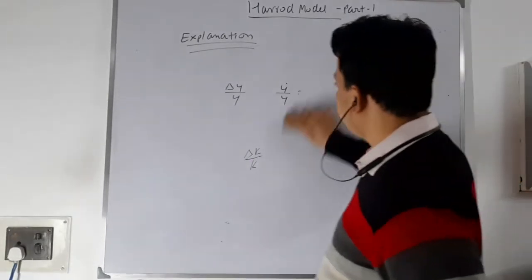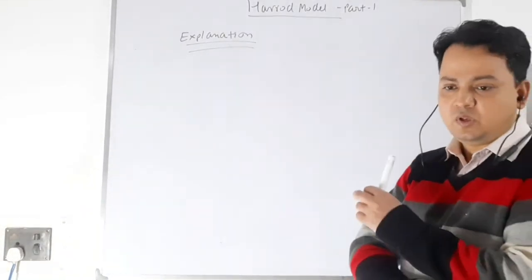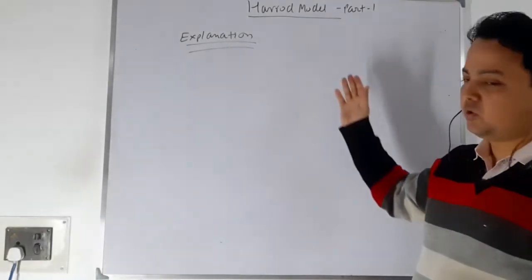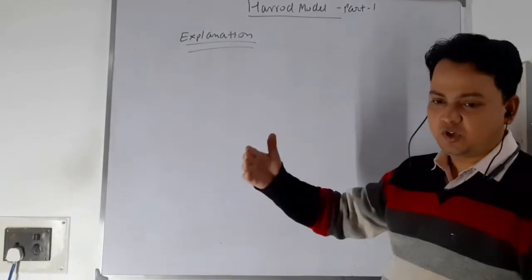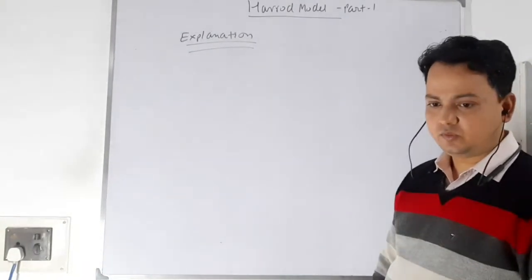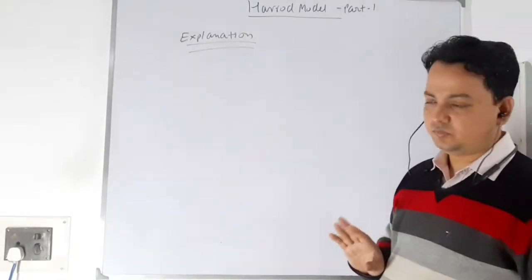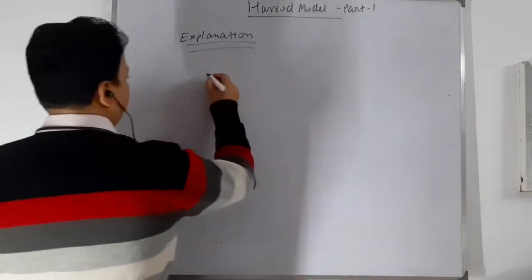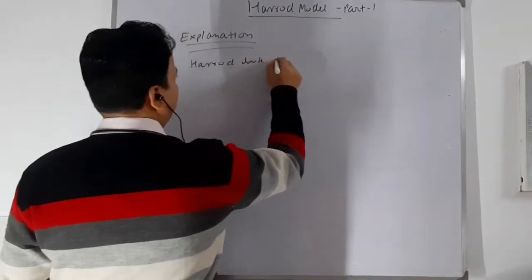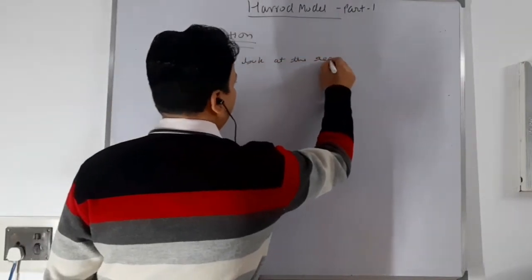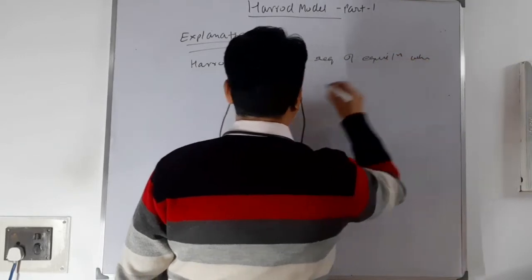So Harrod looks at the question, or you can say Harrod looks at the requirement in equilibrium when the economy is growing, because we are doing growth theory, and Harrod is also looking at what is the requirement of equilibrium when the economy is growing. So in order to look at this question, he has raised three issues. Let me write: Harrod looks at the requirement of equilibrium when the economy is growing.